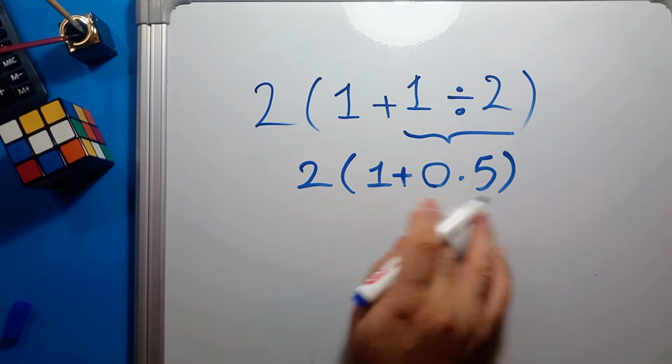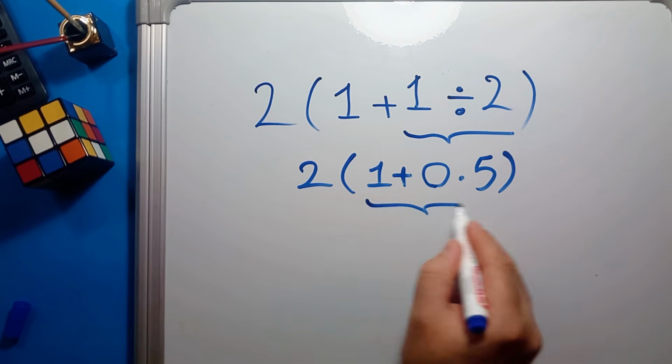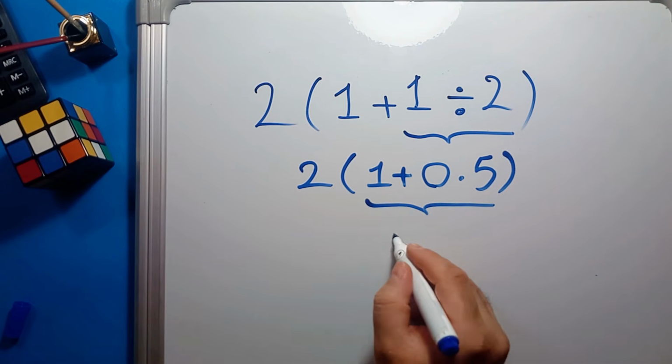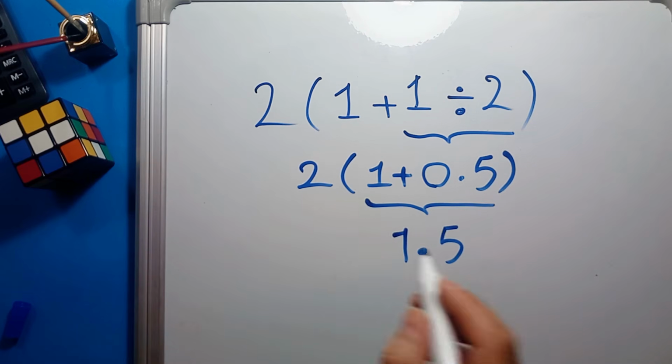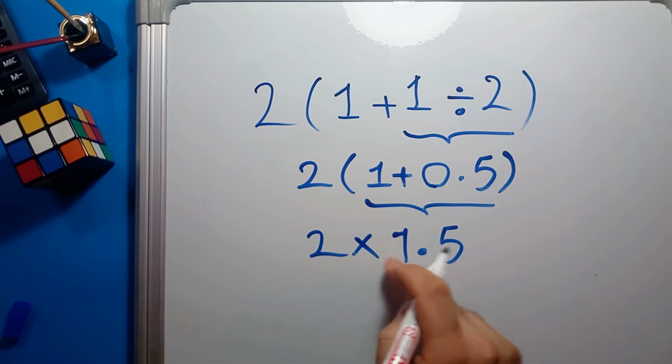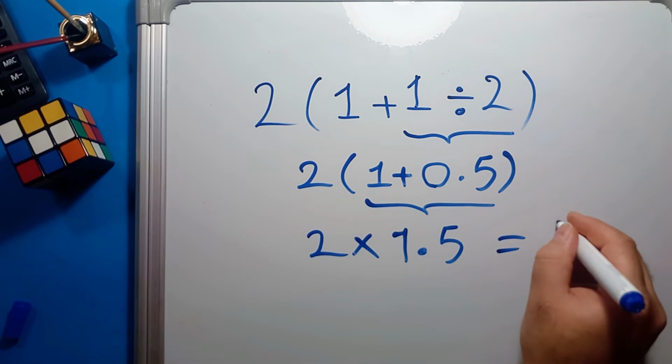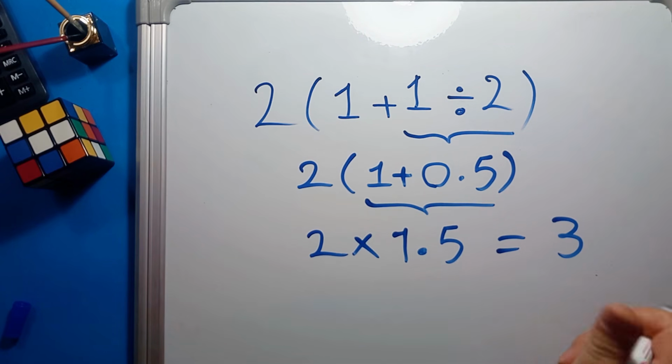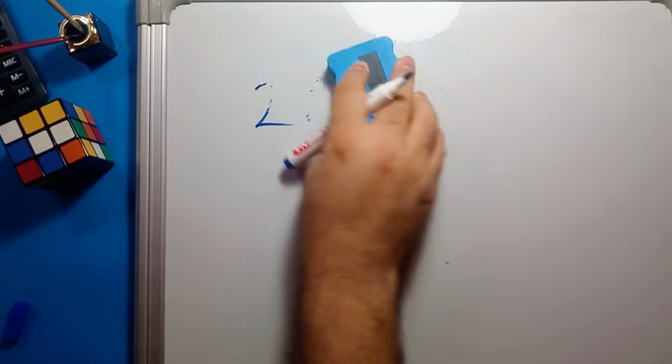Now solve inside the parentheses. 1 plus 0.5 equals 1.5. Now multiply by 2. 2 times 1.5 equals 3. And that's the correct answer, not 2. The difference came from respecting the order.